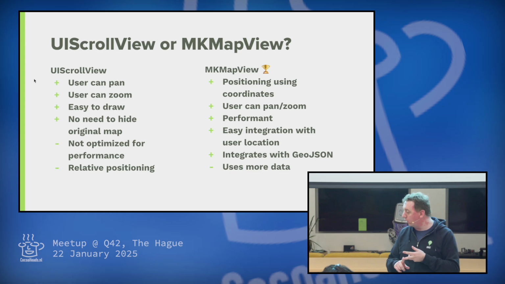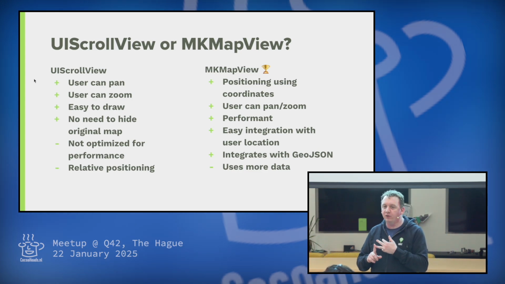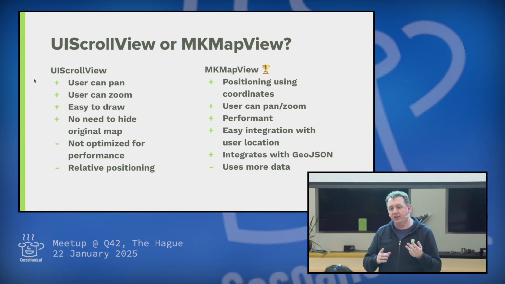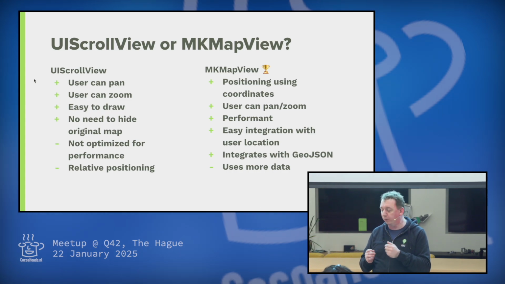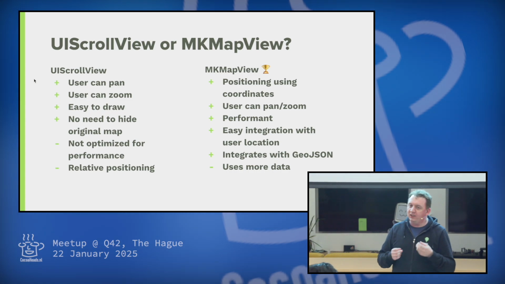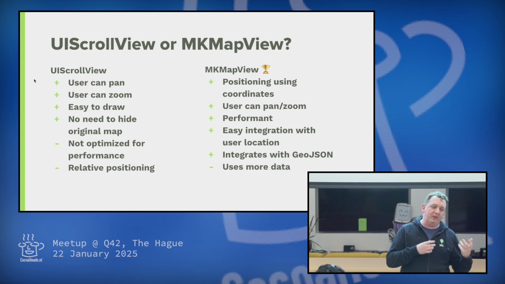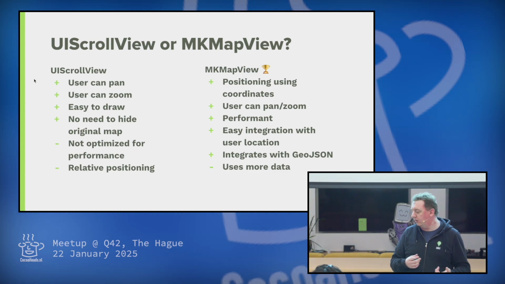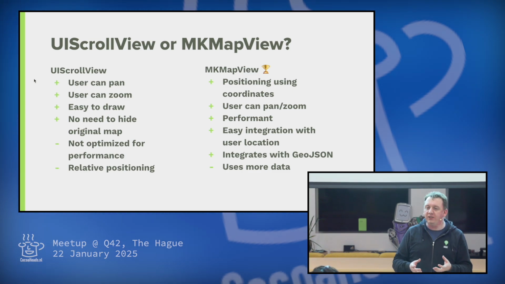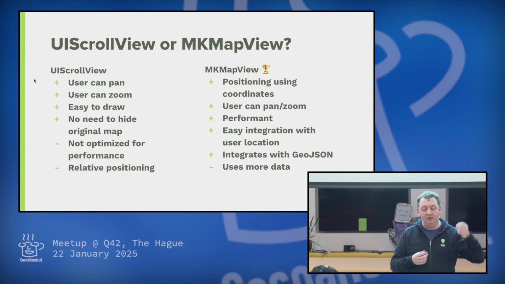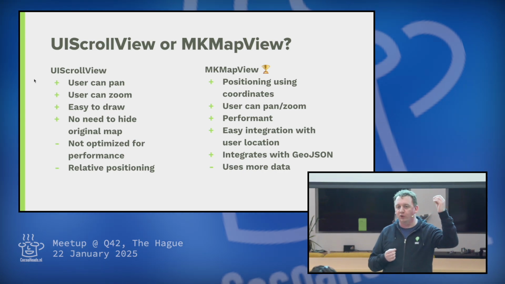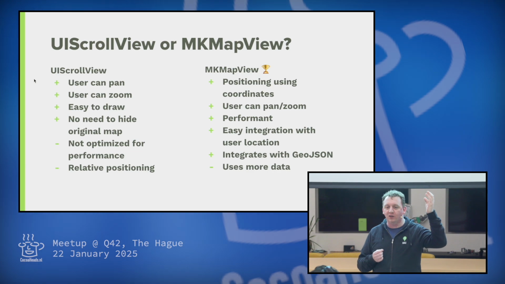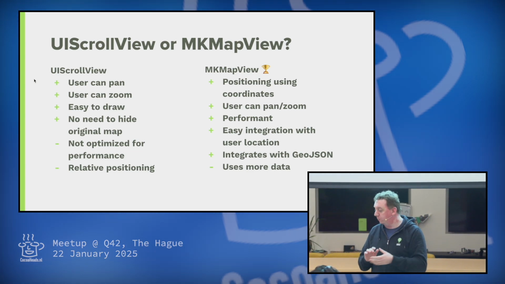It would be easy to draw on, and we wouldn't have to deal with the original map tiles or the cost that comes with, for example, using Google Maps. However, it's not optimized for performance until you go digging into things like CATiledLayer. It also means you have to use relative positioning, so you would have to translate coordinates from the top left of the UIScrollView to any position within that scroll view.